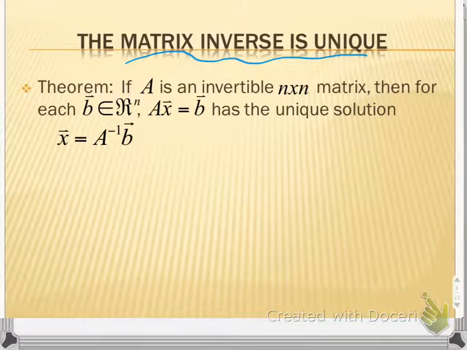Theorem: if A is an invertible, non-singular (that's another word for it), n by n matrix, then for each vector B in Rn, Ax equals B has the unique solution, vector x equals A inverse times vector B. All right, so again, if you have an invertible n by n matrix, then it has the unique solution of A inverse times B.